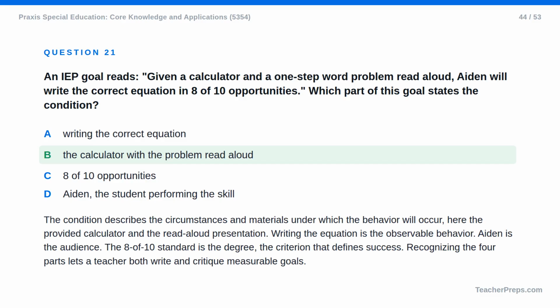The condition describes the circumstances and materials under which the behavior will occur. Here, the provided calculator and the read-aloud presentation. Writing the equation is the observable behavior. Aiden is the audience. The 8 of 10 standard is the degree, the criterion that defines success. Recognizing the 4 parts lets a teacher both write and critique measurable goals.